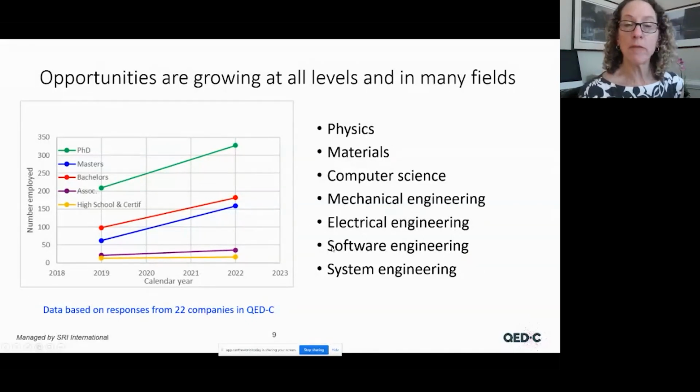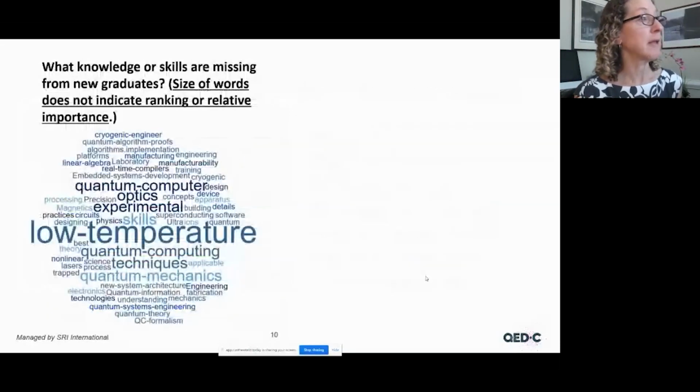And when we asked them what degree types they were looking for, they were a mix, all kinds. And of course, there are different kinds of companies. Some of them really need more engineers, and some of them need more computer scientists. But the important message here is that there's a diverse need out there. And no matter where you're coming from and what background you have, you likely, if you're interested, can get involved here and make a difference. So the opportunities are growing at all levels and in all fields, or many fields.